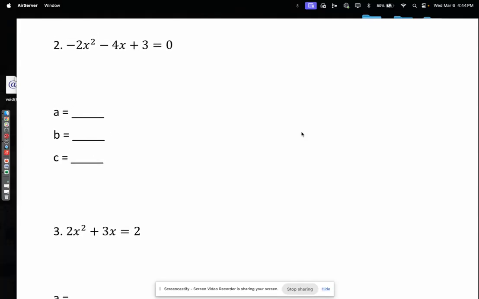So hang with me. So our A is -2. Always start with identifying that. B is -4, C is +3. We're going to plug this in. Now, B is already negative, so I have negative, and then I have B. So we know a negative becomes a positive.